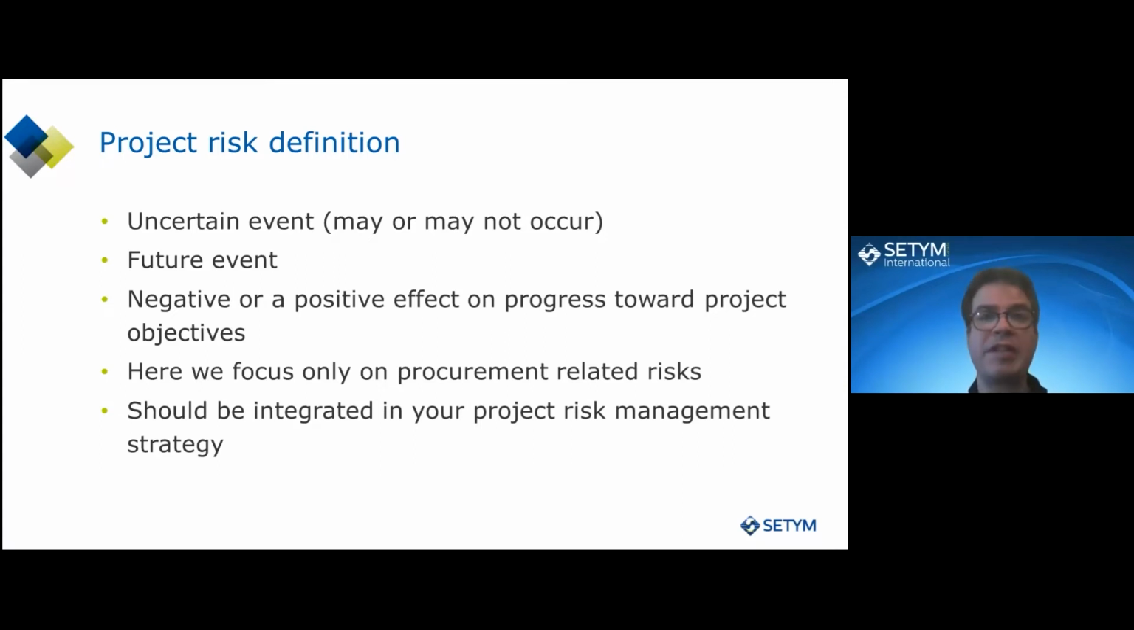There's a probability of occurrence that is not 100% and not 0. It has a negative or positive effect on the progress toward the project objectives. Here, we will focus only on procurement-related risks, and it should be integrated in your project risk management strategy, even though here, once again, it's a document that is centered on procurement, so we will only discuss procurement risk. And in this specific case, the World Bank has mainly concentrated on negative risks. In other words, risks that affect the project in a negative way, but you may also have positive risks.